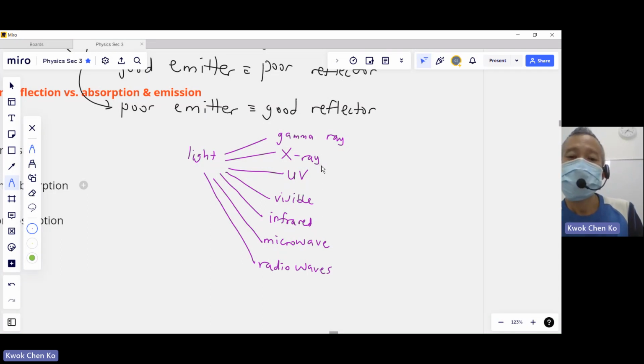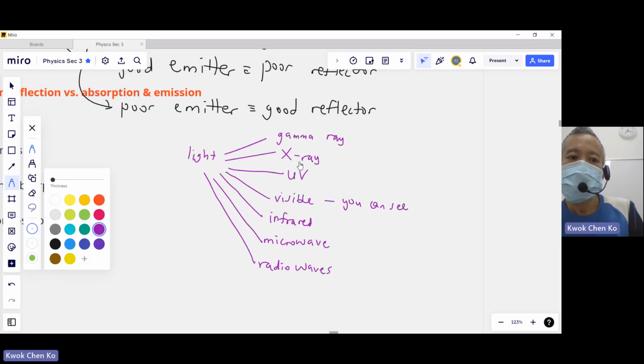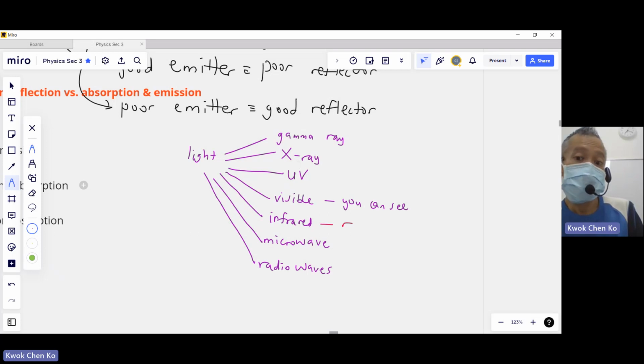But you need to remember this, maybe not now, but sooner or later, in this order. Visible light, of course, the human eye can see. But what I want you to emphasize is infrared. This is your radiation for heat transfer. When they talk about heat transfer using radiation, it is by infrared light or infrared waves.